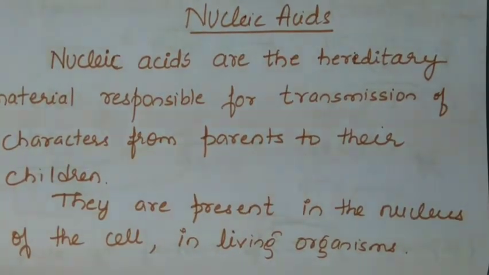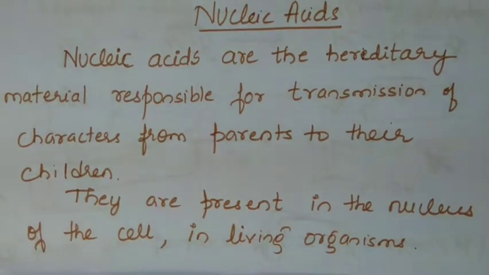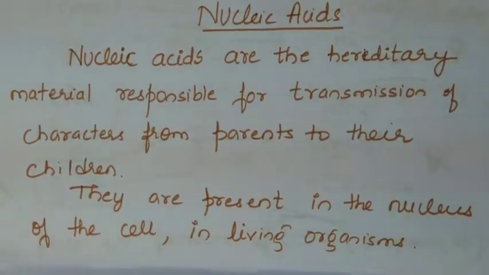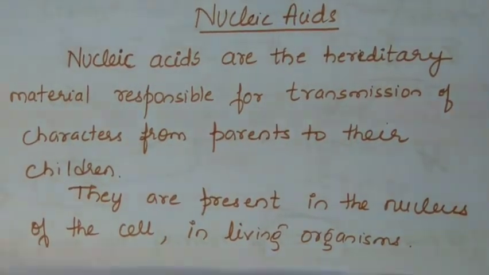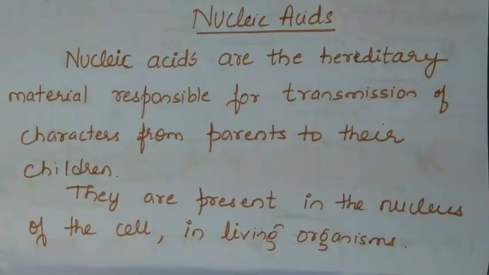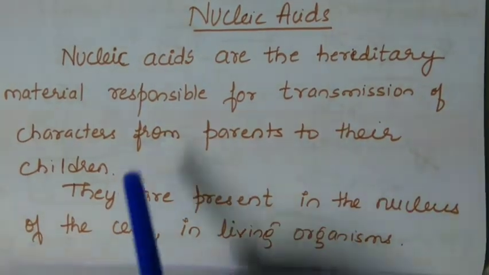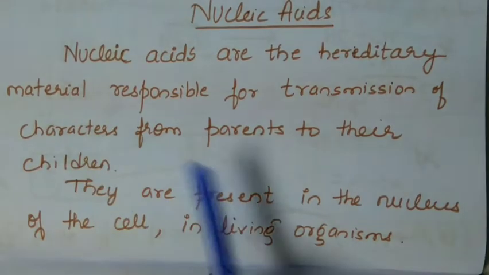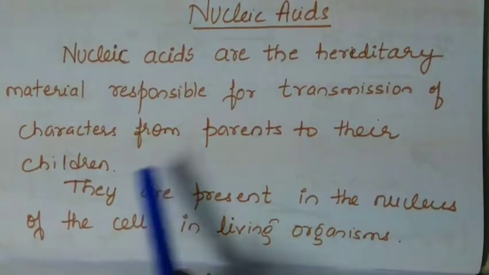Nucleic acids. So today we shall be talking about another group of biomolecules called nucleic acids. Nucleic acids are also polymers. You know what polymers are? Polymers are made up of a large number of monomer units. So nucleic acids are polymers of nucleotides. They are the hereditary material responsible for transmission of characters from parents to their children.